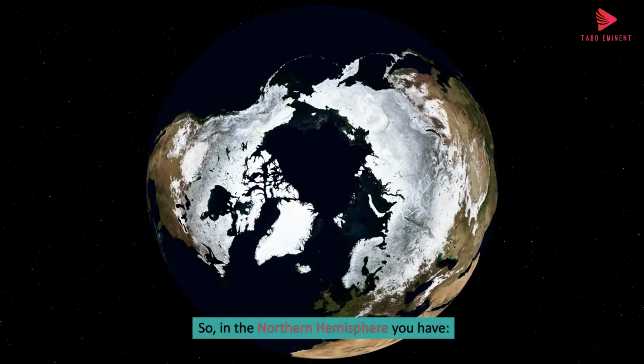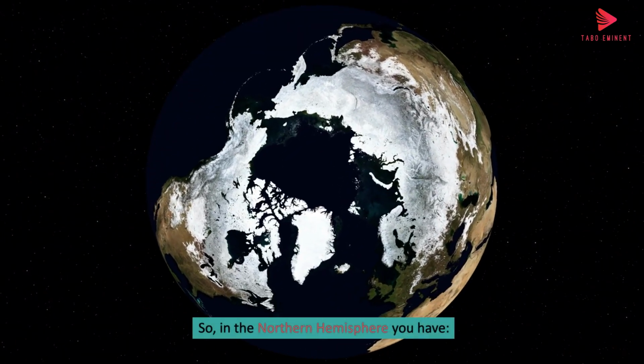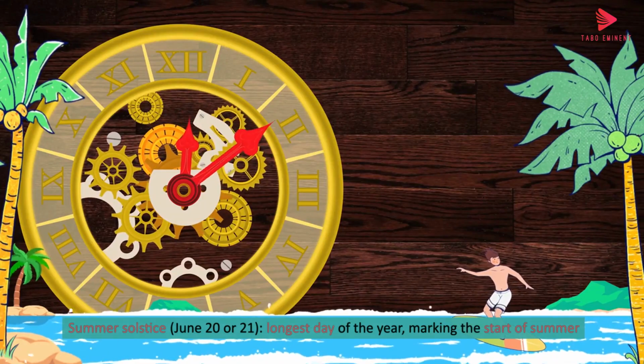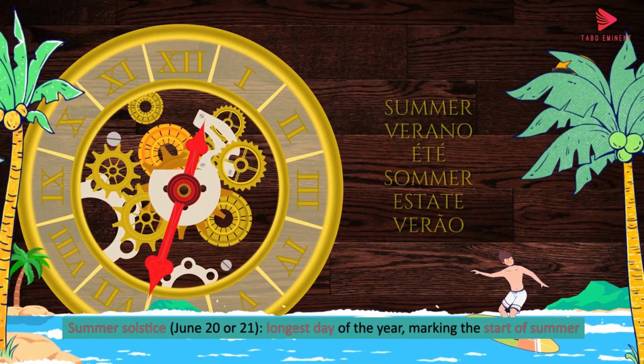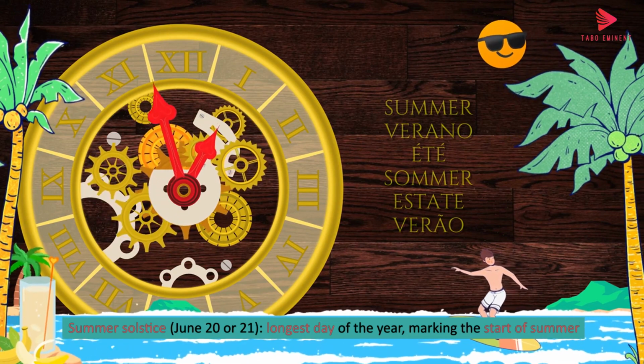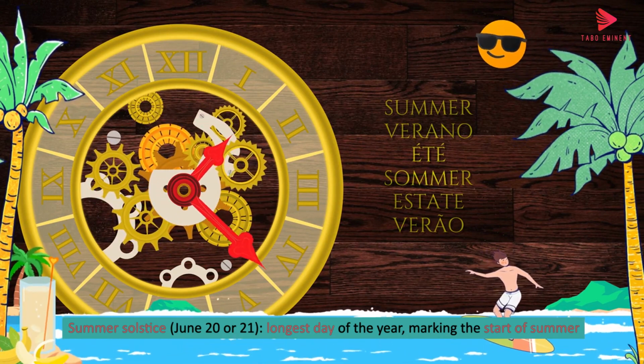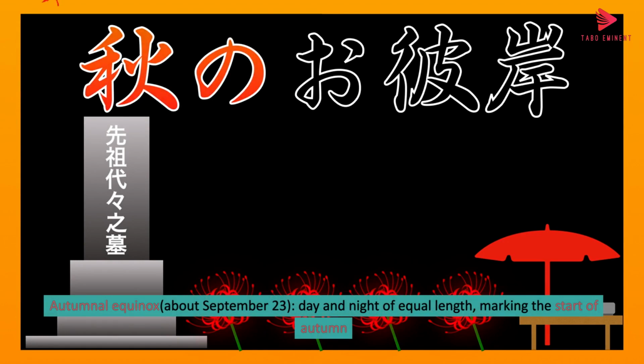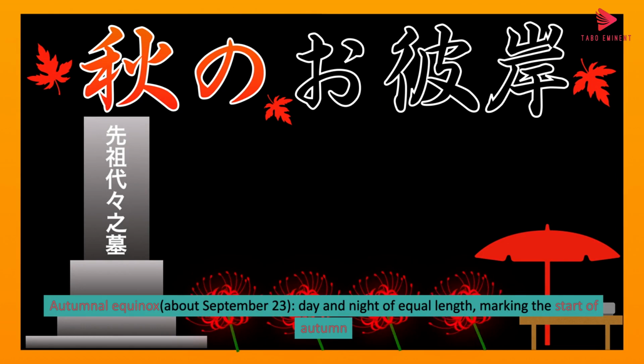So, in the northern hemisphere you have the vernal equinox about March 21st, day and night of equal length, marking the start of spring. Summer solstice, June 20th or 21st, longest day of the year, marking the start of summer. Autumnal equinox about September 23rd, day and night of equal length, marking the start of autumn.